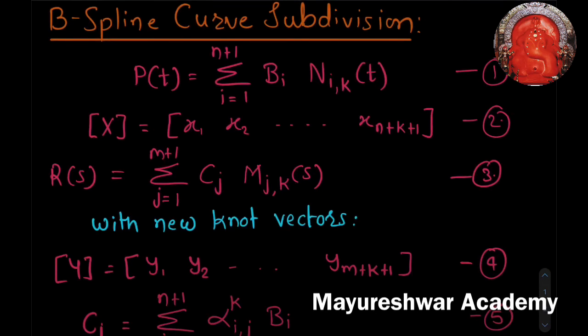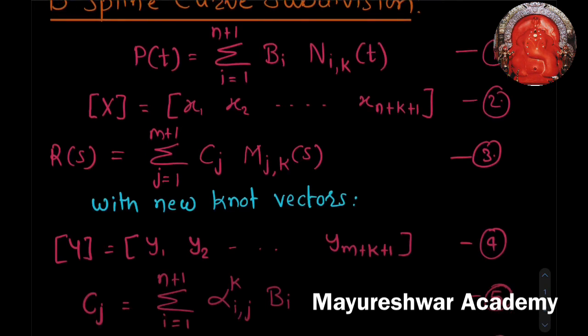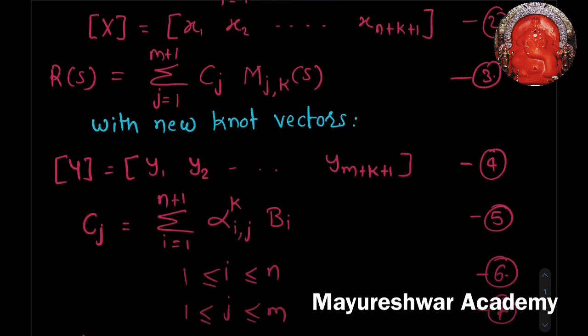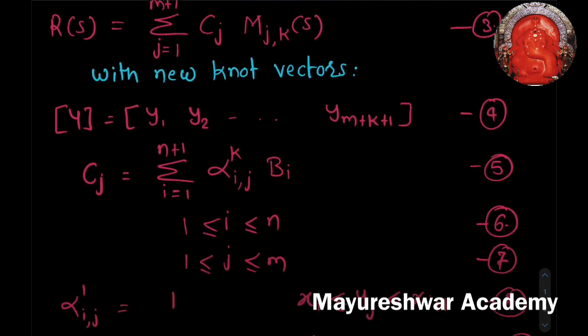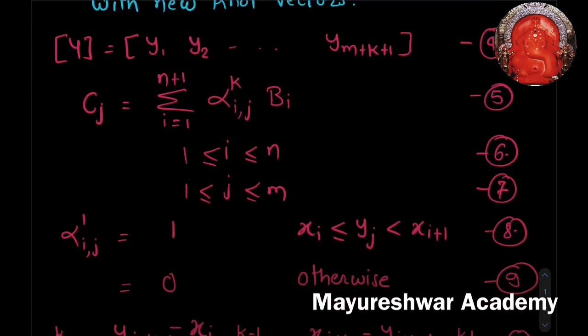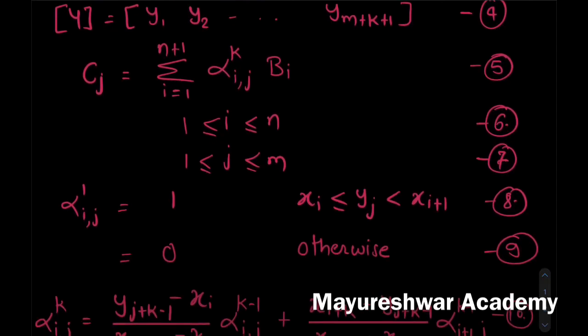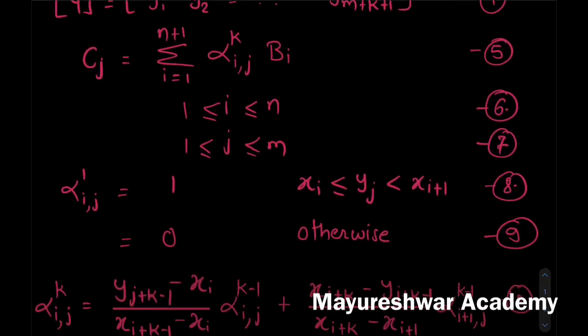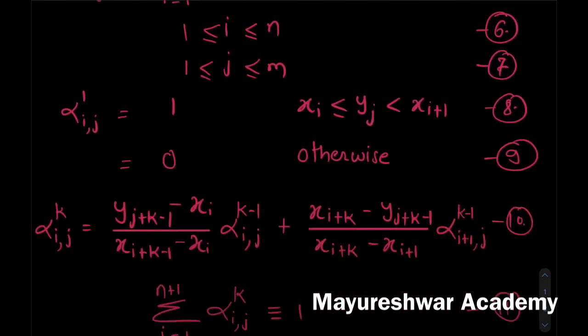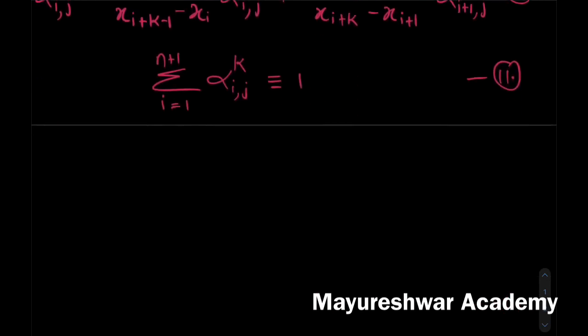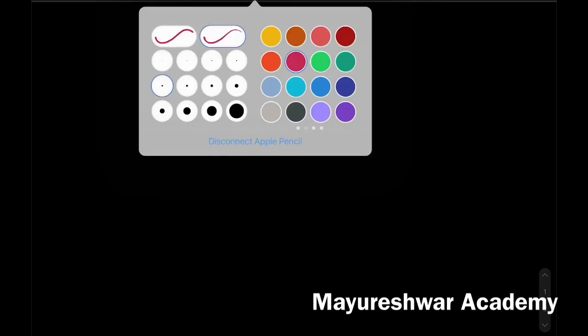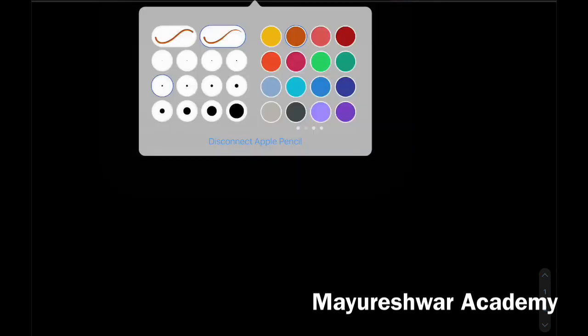Hello. In this particular lecture, we are going to focus on numerical on B-spline curve subdivisions. This part was already covered. The first two equations were talking about the normal B-spline. Then these equations are talking of the subdivision techniques with insertion of knot. Now let us consider a numerical. For these formulations you can go to earlier videos.